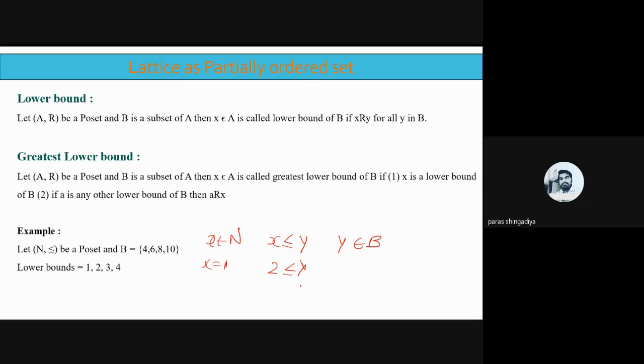Then the next number is 3. So now use 3 in place of 2. Consider 3 here and replace y one by one with 4, 6, 8, 10. So it is a correct form. 3 is lower in comparison to 4, 6, 8, 10. So we can easily say it is a lower bound.